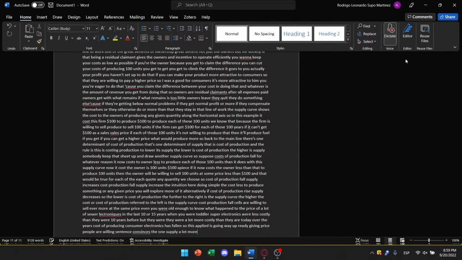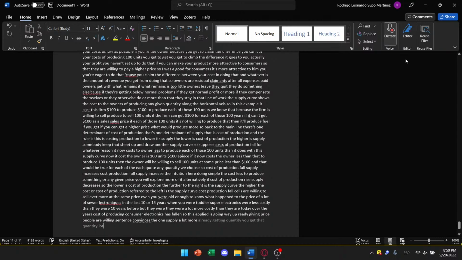Or for any given quantity, you need that quantity at a lot lower price than you did before. So there's only one determinant of supply: cost of production. But now we want to look at what determines cost of production. This has several components. I'm not going to give you all of them, but I'll give you the important ones.